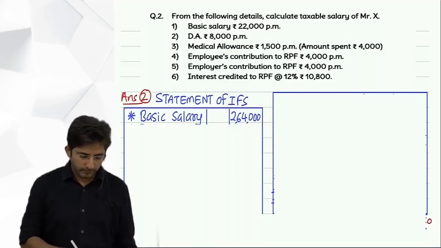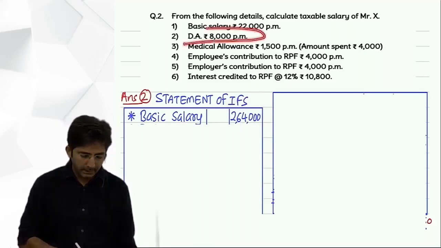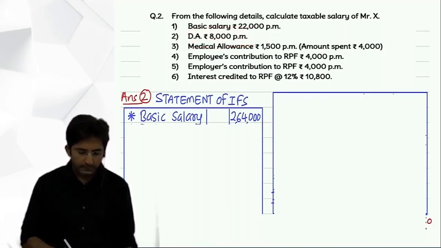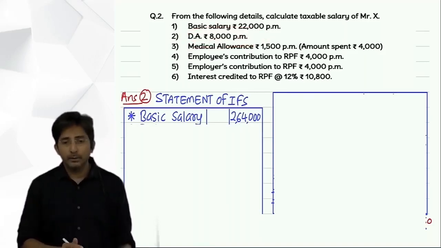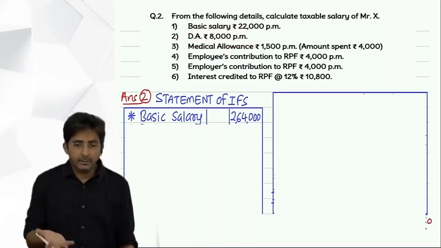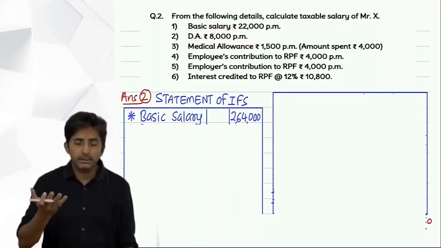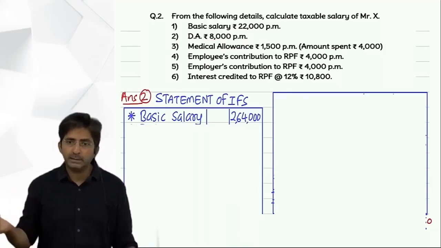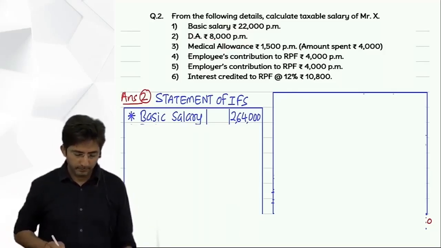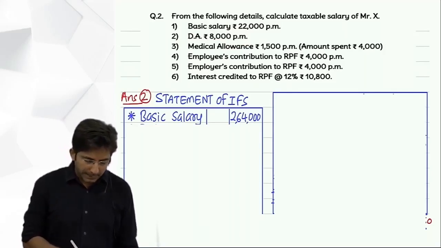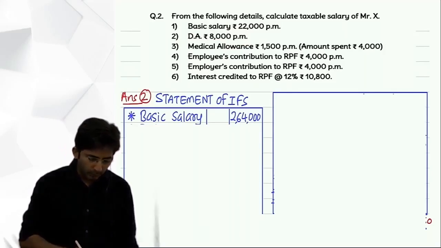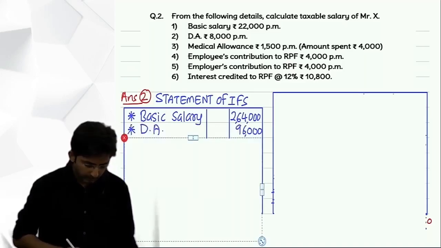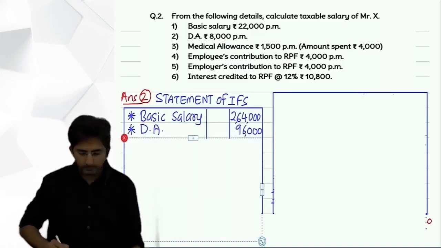Then DA is Dearness Allowance. Tell me how to decide whether it is taxable or not. Whenever any allowance comes across, you have to search in TC Hut, TC Udhar. If it doesn't fall in TC Hut, TC Udhar, taxable. So this is taxable. 8,000 into 12, so that comes to 96,000.